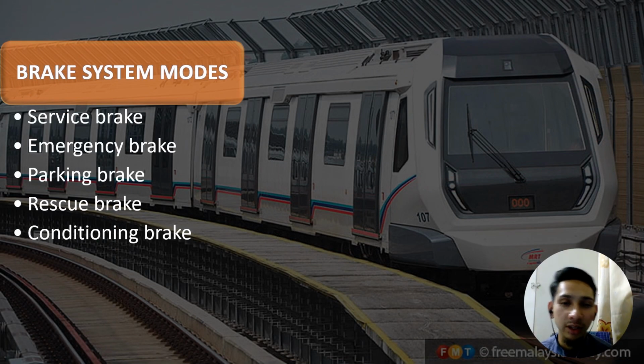So, today we will explain the brake system modes for the train. The train has 5 brake system modes, which are first service brake, and then emergency brake, parking brake, rescue brake, and conditioning brake. And then we will explain on the next slide.